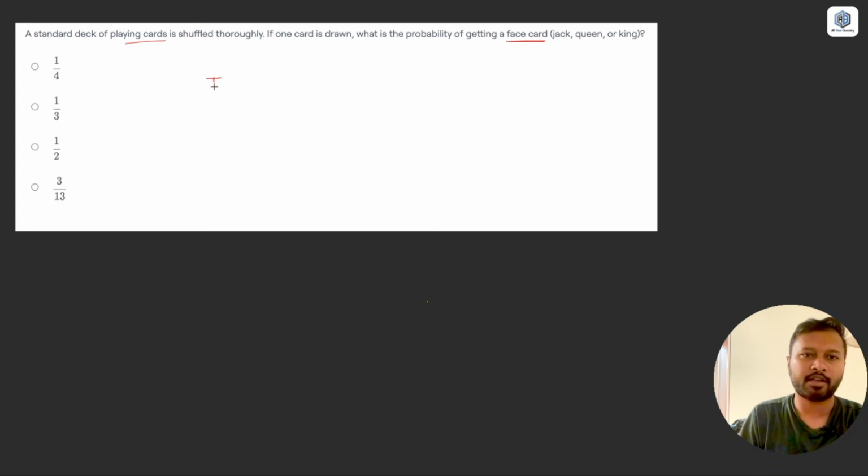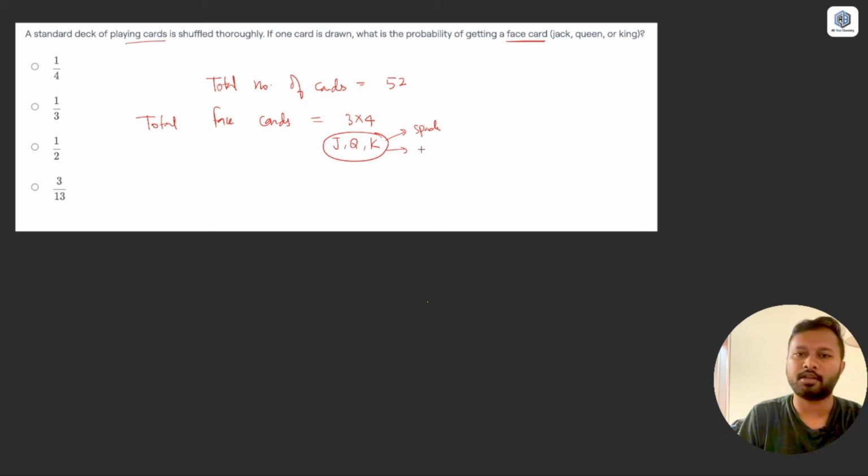So what is the probability of getting a face card? You know that in the deck, the total number of cards is 52. I have already discussed that. And the total number of face cards is 3 into 4. Why am I writing 3 into 4? Because Jack, Queen and King are going to be in spade also, in club also, in heart also, and in diamond also. So 3 of spade, 3 of club, 3 of heart and 3 of diamond, so total is 12. So you know your favorable outcome now, and you know your total outcome now.